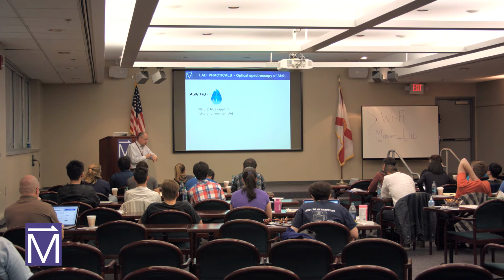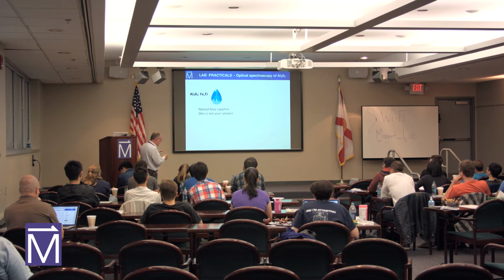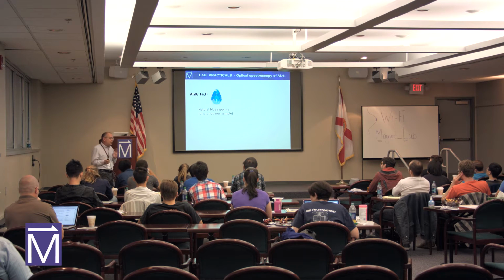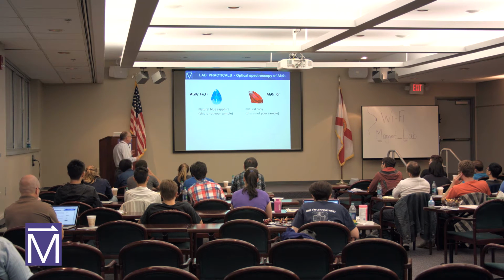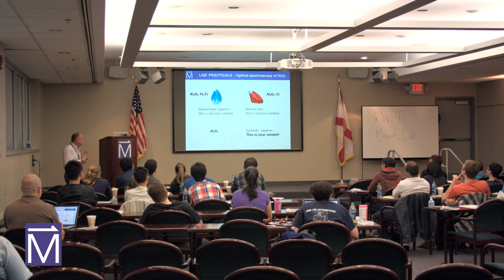And just a few words about your lab practicals. So that will be about aluminum oxide. If you dope aluminum oxide with titanium or iron, it will be sapphire. It's not your sample. If you mix with chrome, it will be ruby. It's not your sample either. We will do, sorry, very boring synthetic sapphire, pure one. This will be your sample.